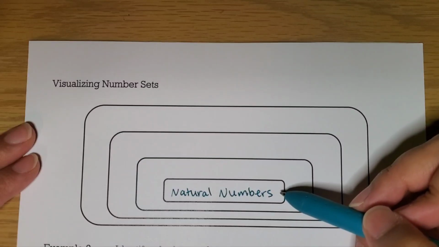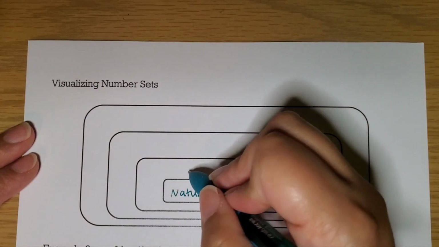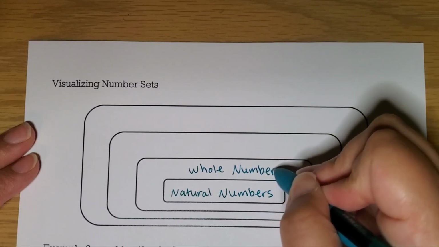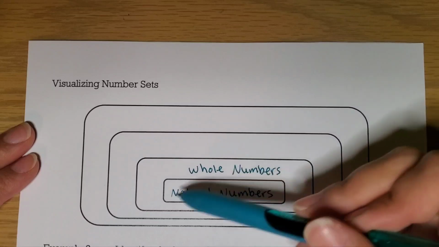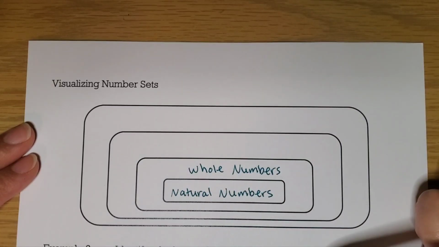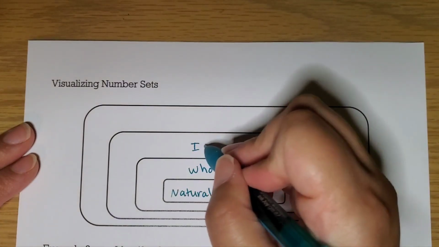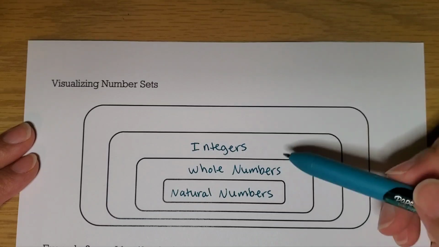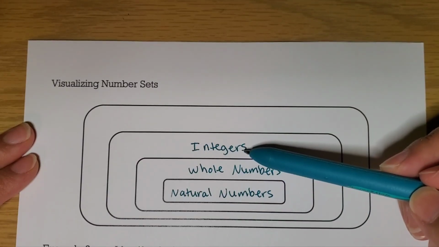So inside this box would be 1, 2, 3, 4, 5, 6, 7, 8, 9 forever. The natural numbers are contained within the whole numbers. And that's because the whole numbers is any number that's natural, and then we toss in 0. The whole numbers are contained in our newly defined integers. So 0, 1, 2, 3, 4, 5, those are whole numbers, but they are also integers.